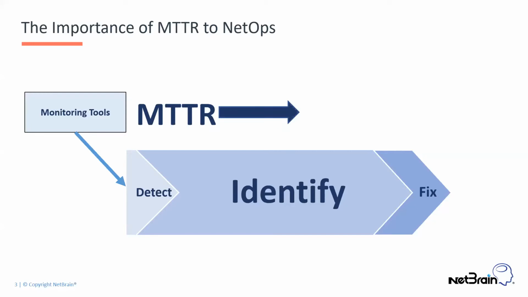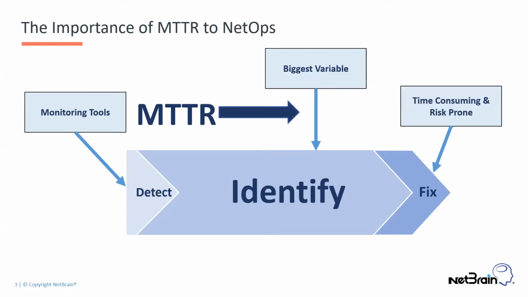Detect, typically handled by monitoring event correlation tools. The identify phase, and by identify, here I mean identify the root cause. This phase is typically the most time-consuming phase and hence the biggest variable in MTTR. And finally, there is the fix. The issue is now understood and a fix is available, but what we desire here is to do this as safely and as quickly as possible.